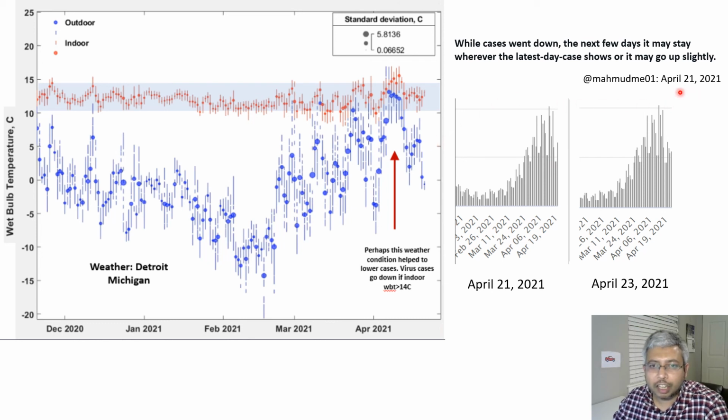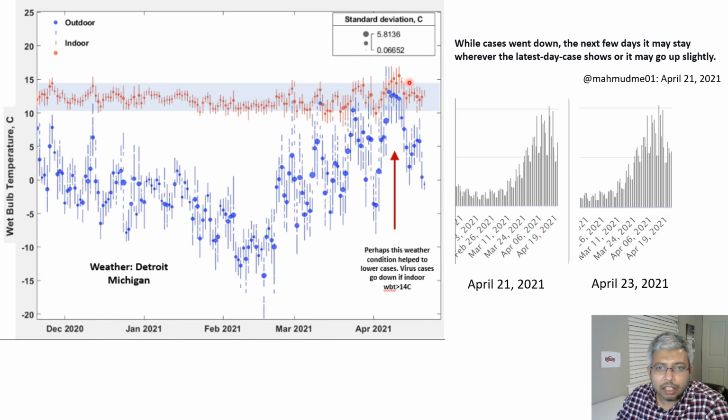And on this day, I said that while cases went down, in the next few days it may stay wherever the latest day is, or it may go up. And you can see that in the last few days, because of this infectious temperature zone, it stays roughly in the same spot. It goes slightly down, but I think it makes sense, what I meant by this. So we can get a very good indication of how we can lower the cases, or maybe how we can stop the number of cases. So, how many days here go out of this infectious zone.